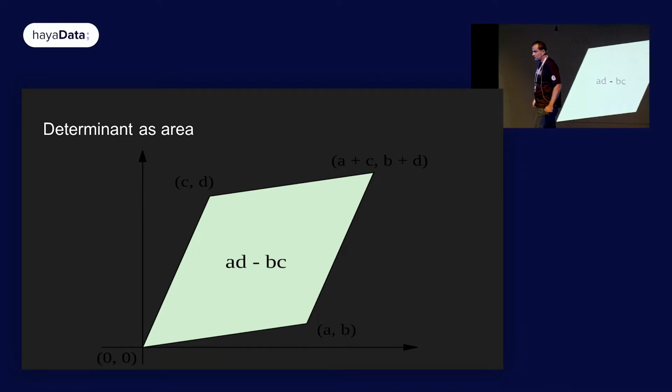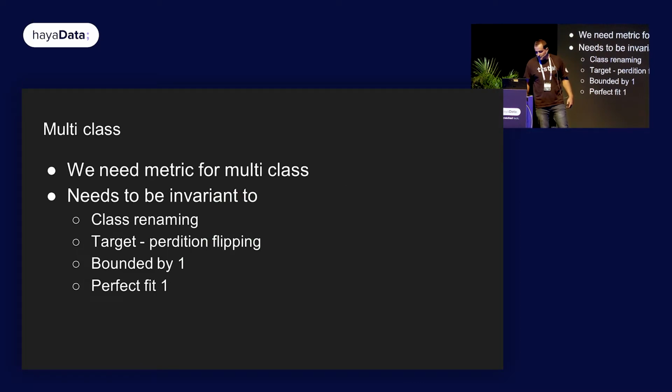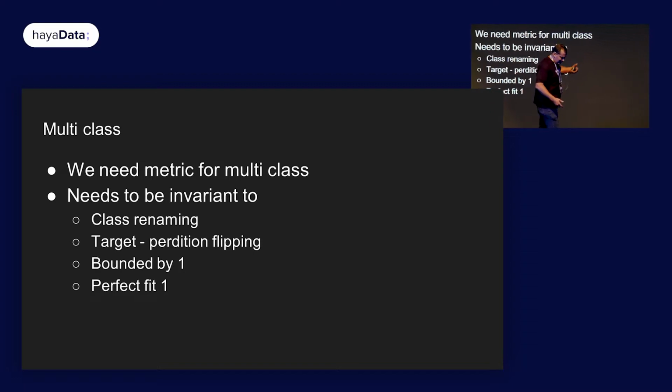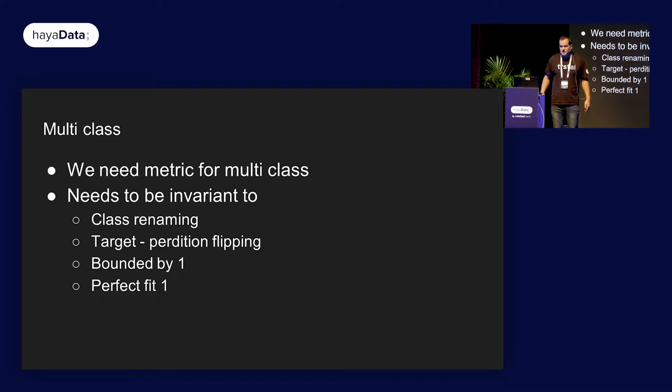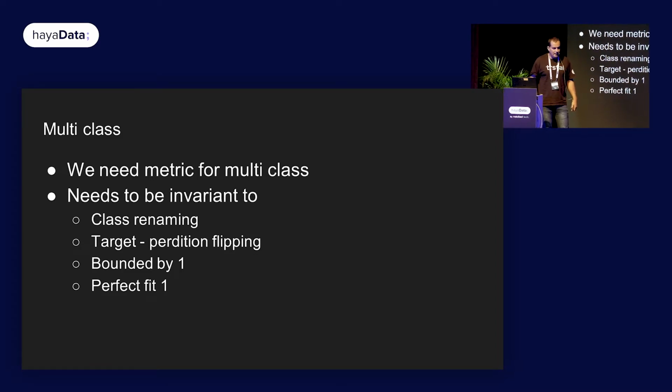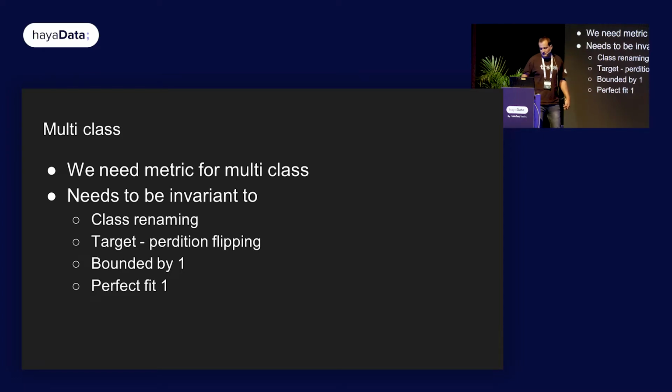So let's go back to the multiclass. So basically what we need is class renaming invariance. Why do we need the class renaming? Because just like in graphs, the classes might differ and people might change them, and we don't know which classes are more important and less important. And if you have plenty of classes, you need to be invariant to that. The second thing is the equivalent of a non-biased estimator: if you flip the target and the predicted, you want no change. And obviously you're bounded by 1, and if you're doing perfect, it's got to be 1.